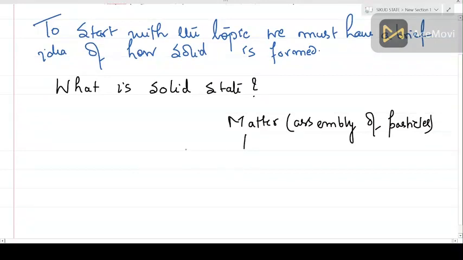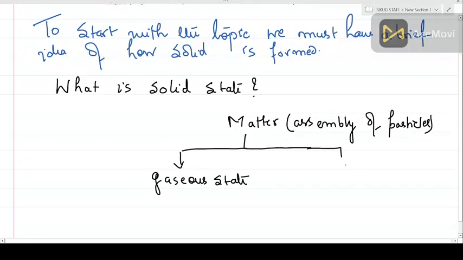These particles are atoms, molecules, sometimes ions. So matter is an assembly of particles. Now if I ask you what the states of matter are, you will readily answer. Even school-going students can answer: solid, liquid, gas, plasma, and sometimes people say Bose-Einstein condensate is also a state of matter, but that has not been experimentally verified to a very accurate extent, so we can leave that.